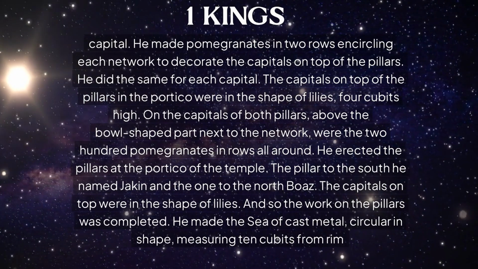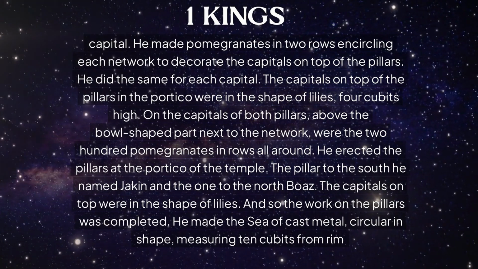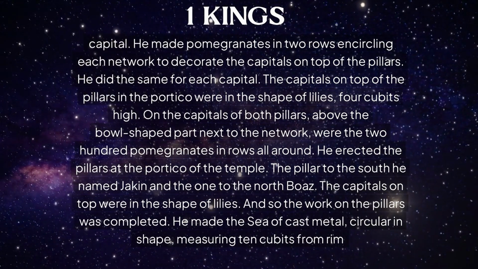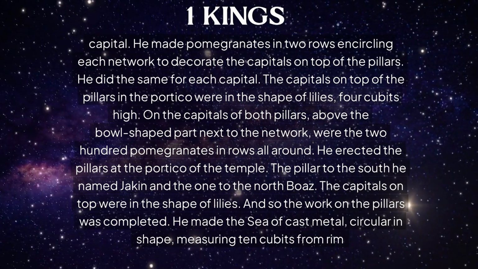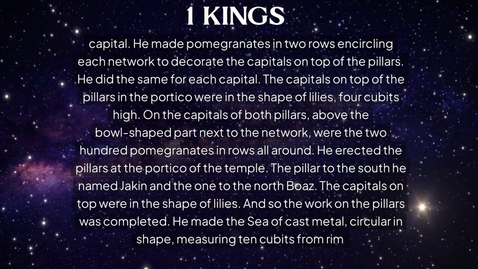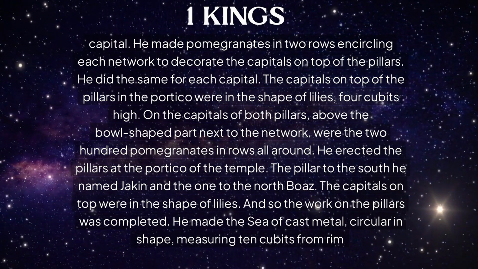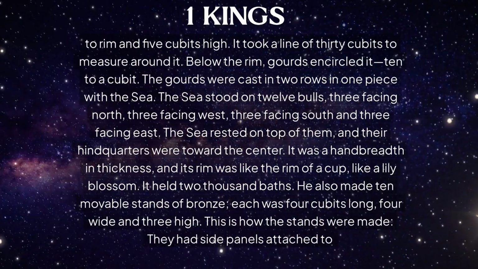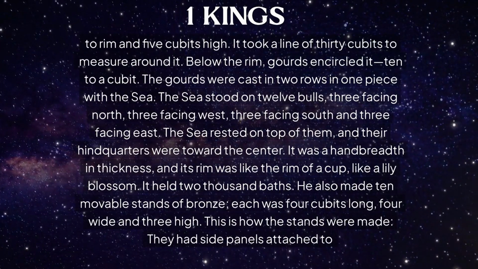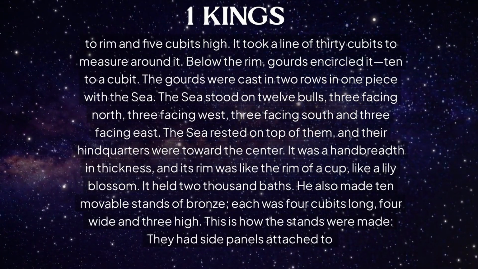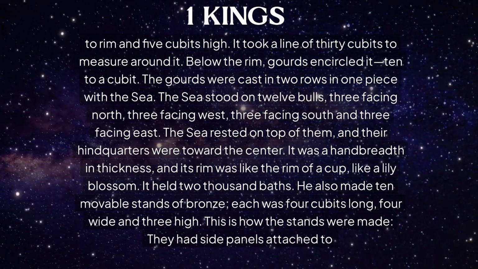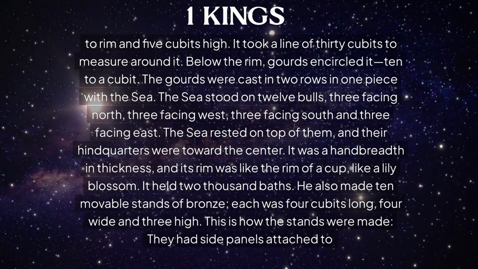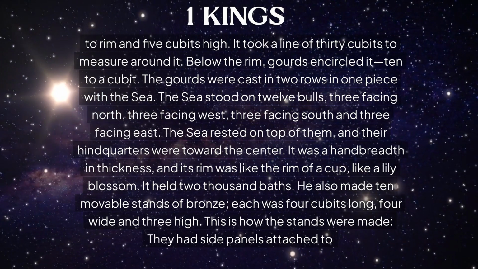The pillar to the south he named Jachin and the one to the north Boaz. The capitals on top were in the shape of lilies. And so the work on the pillars was completed. He made the sea of cast metal, circular in shape, measuring 10 cubits from rim to rim and 5 cubits high. It took a line of 30 cubits to measure around it. Below the rim, gourds encircled it, 10 to a cubit. The gourds were cast in 2 rows in one piece with the sea.